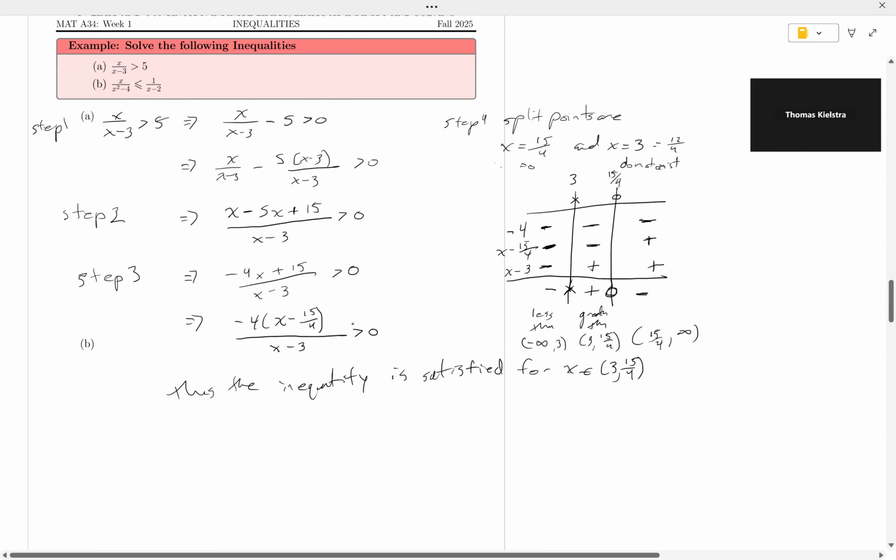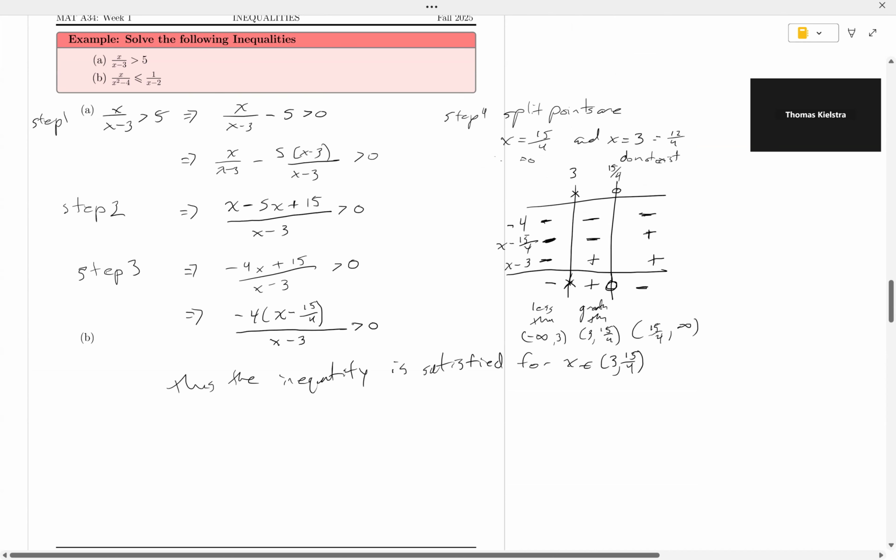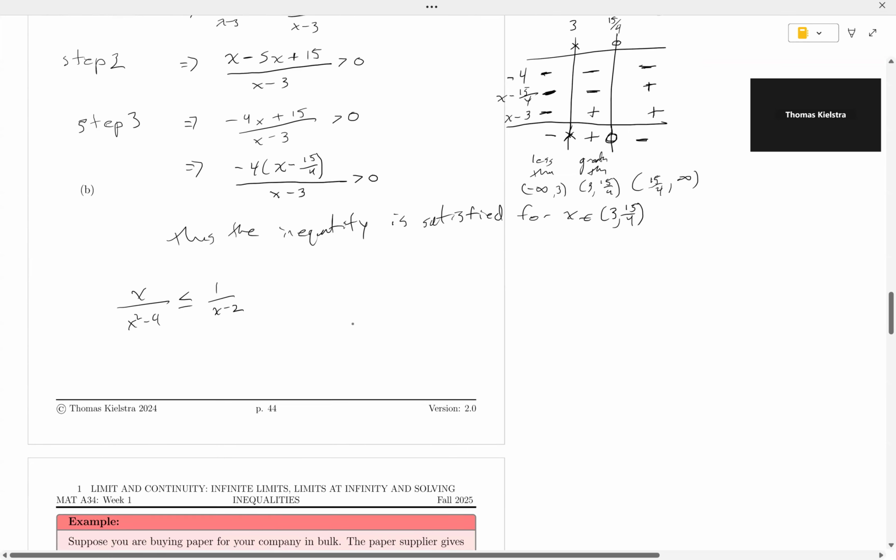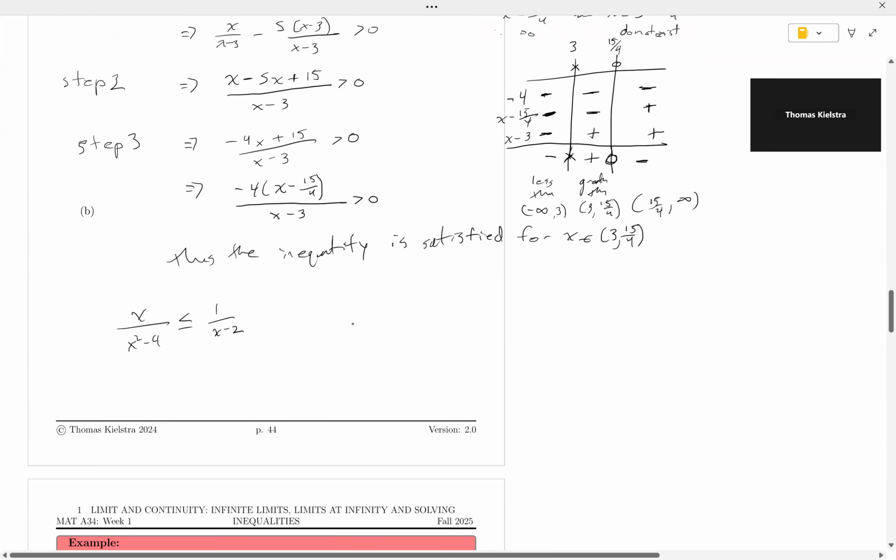Now we look at our second example. Here I've got x over x squared minus 4 less than or equal to 1 over x minus 2. And here in this second example, I can bring it either side. I'm going to bring it over to this side. So this implies that x over x squared minus 4 minus 1 over x minus 2 is less than or equal to 0.